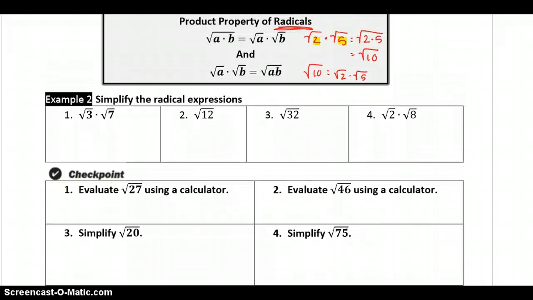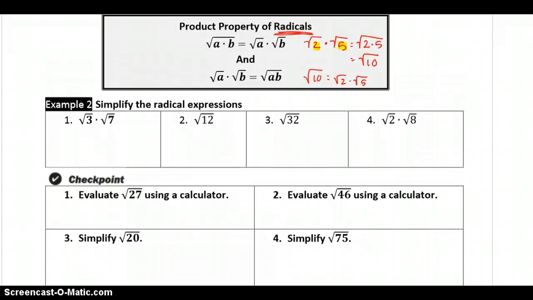Alright, but whenever we are given multiple square roots, it's always most simple to combine them into one. So in example number 2, we're going to simplify the radical expressions. So first we need to multiply the square roots together. So in number 1, we have the square root of 3 times the square root of 7. So we can rewrite this as the square root of 3 times 7. 3 times 7 is 21, so we are going to have the square root of 21. We can't pull out any square roots from 21, so our final answer is the square root of 21.